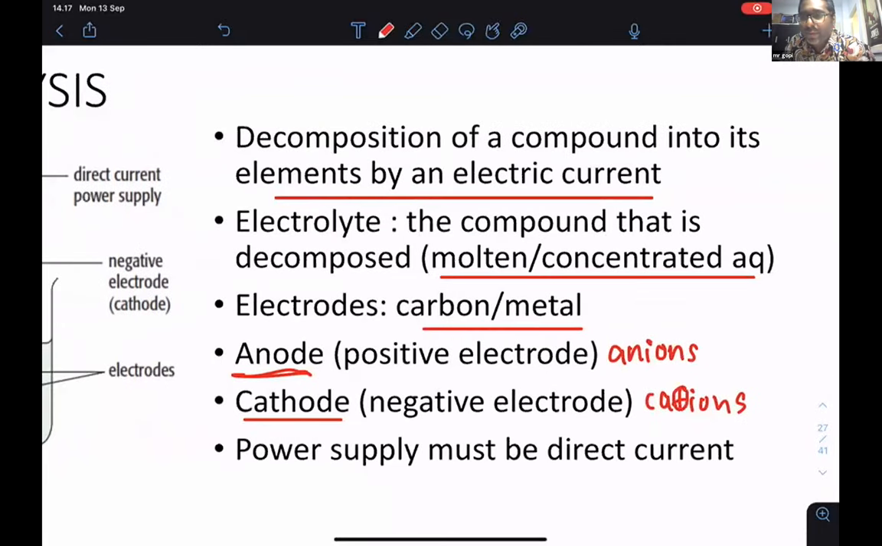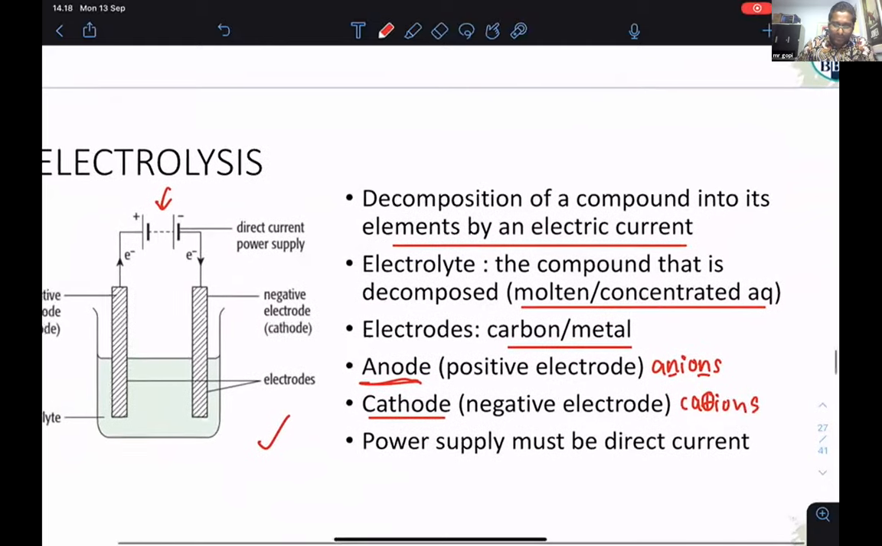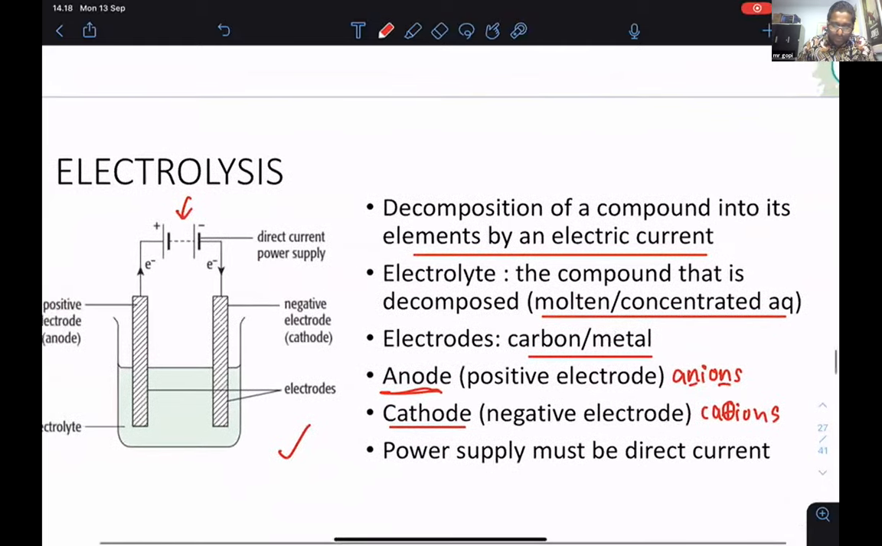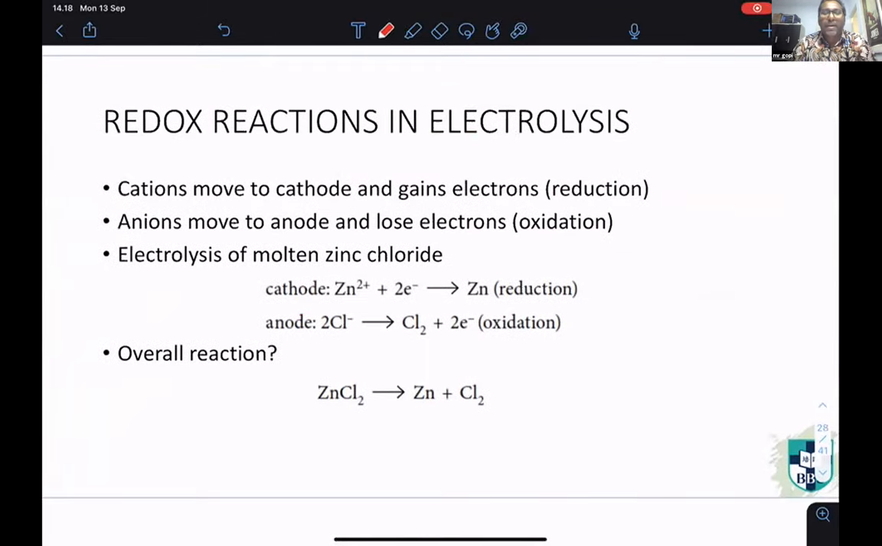If you still don't remember this, one of the best ways is to look at the T. T looks like a plus, so cations are positive. Or you have the N in anions, which are negative ions. The power supply must be direct current. This is a simple electrolysis cell. Electrolysis basically functions as a redox reaction. So cations, the positive ions, will move to the cathode. That's why the terms came in, cations, cathode.